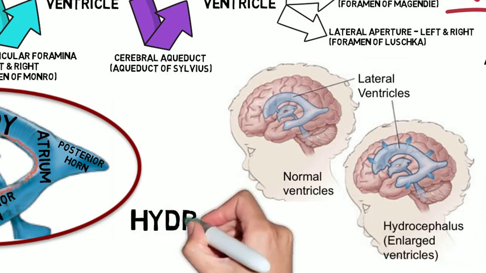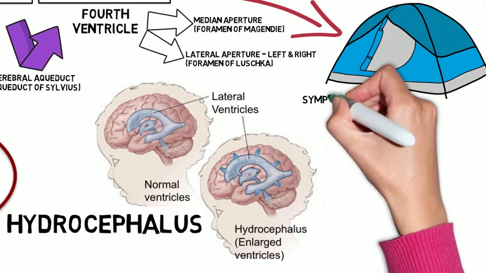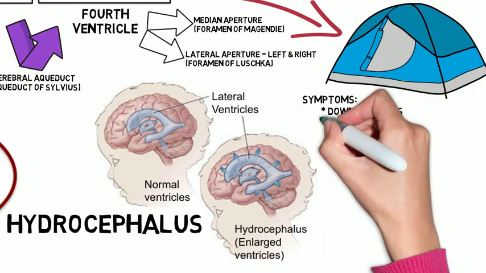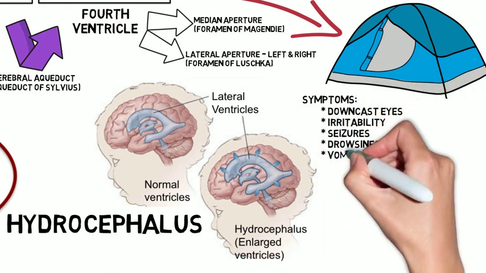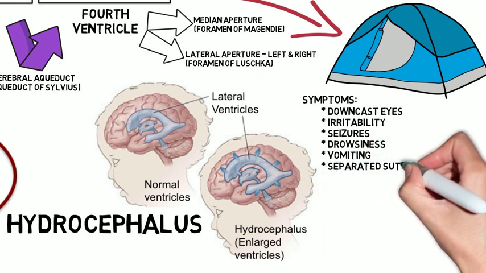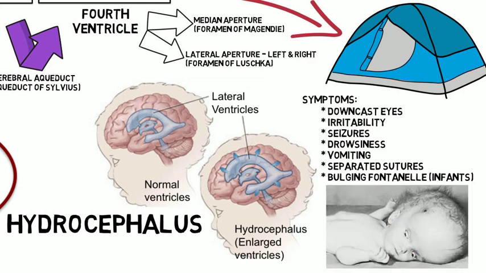is obstructed. This condition is called hydrocephalus and may be accompanied by a range of symptoms, including downcast eyes, irritability, seizures, drowsiness, and vomiting. If the skull is still pliable, as it is in most children younger than 2 years of age, the head may enlarge.